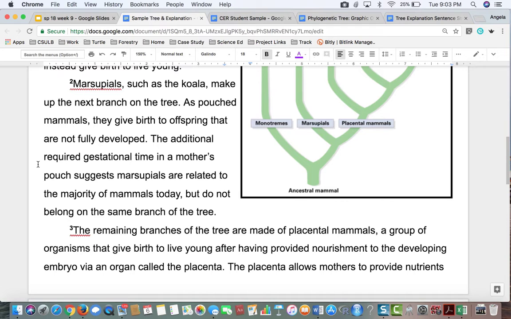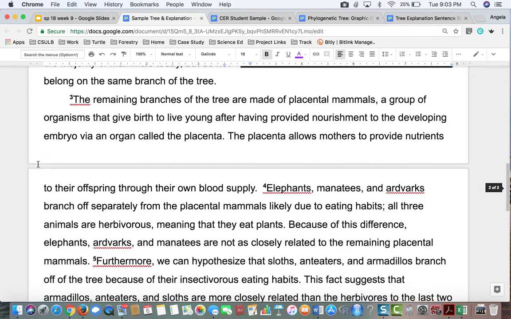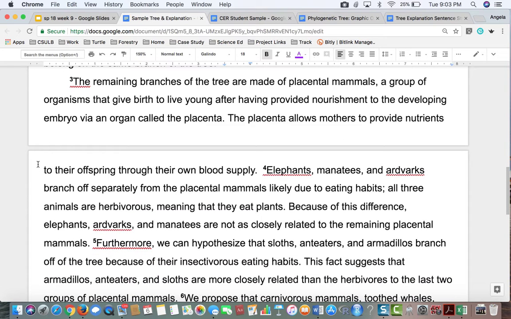The additional gestational time in a mother's pouch suggests marsupials are related to the majority of mammals today, but do not belong on the same branch of the tree. The remaining branches of the tree are made of placental mammals, a group of organisms that give birth to live young after having provided nourishment to the developing embryo via an organ called the placenta. The placenta allows mothers to provide nutrients to their offspring through their own blood supply.